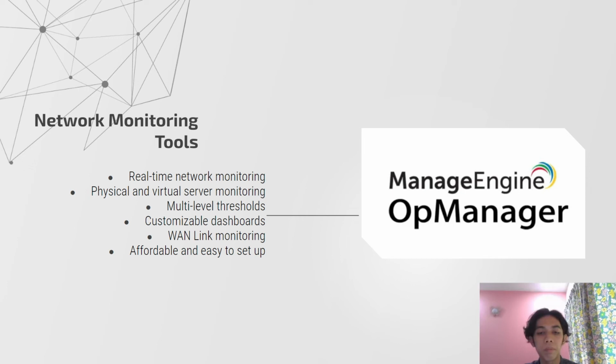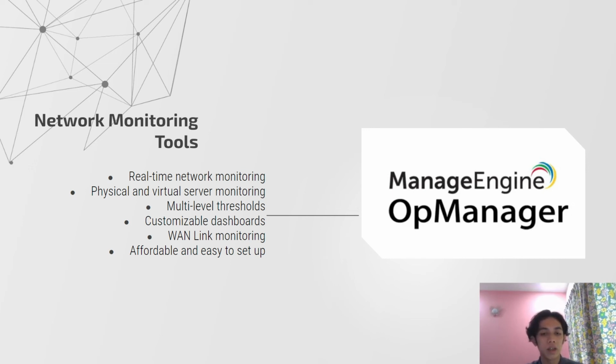So, ManageEngine OpManager has real-time network monitoring, with over 2,000 network performance monitors built in that allow users to track vital statistics like packet loss, latency, speed, errors, and discards, as well as identify performance bottlenecks. And next, there's physical and virtual server monitoring.